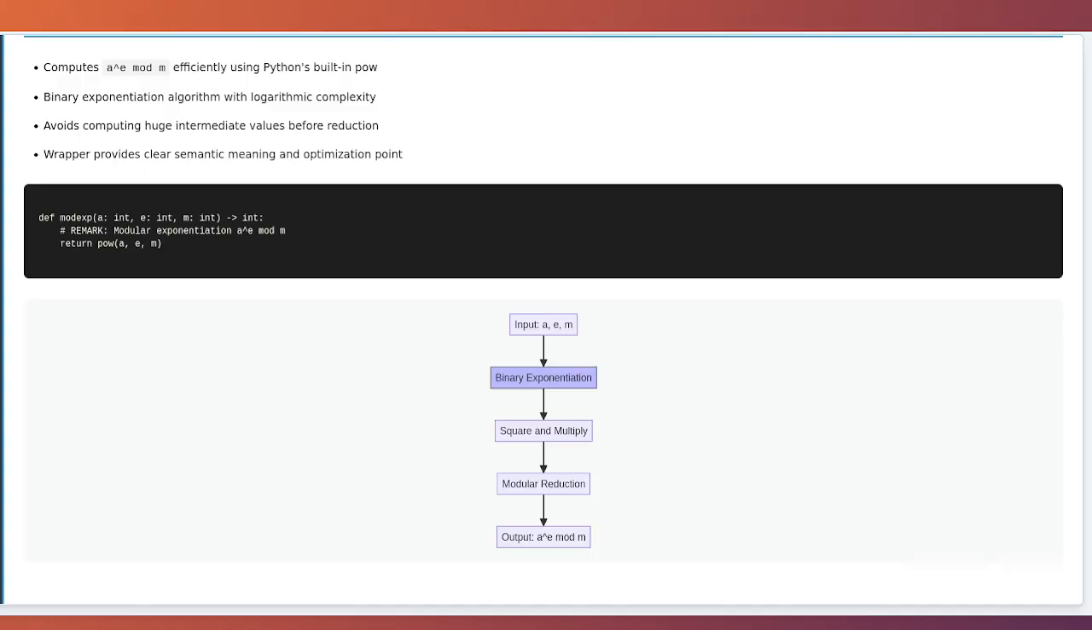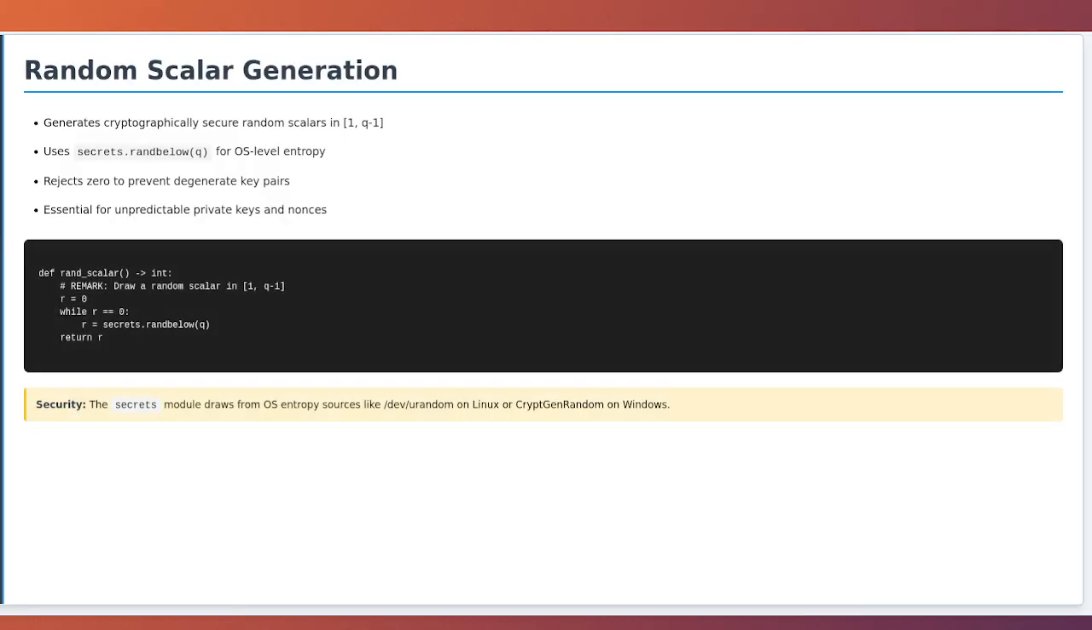Wrapping this in our own modexp function might seem redundant, but it serves documentation purposes, making it clear what operation we are performing, and provides a single point where we could add timing attack protections or switch to a constant-time implementation if needed. Random scalar generation.